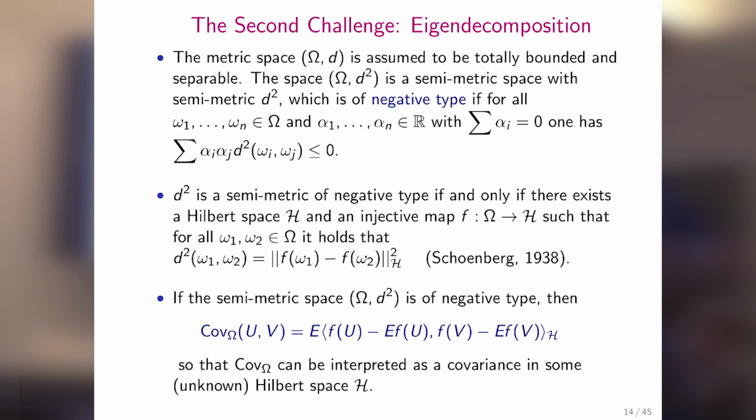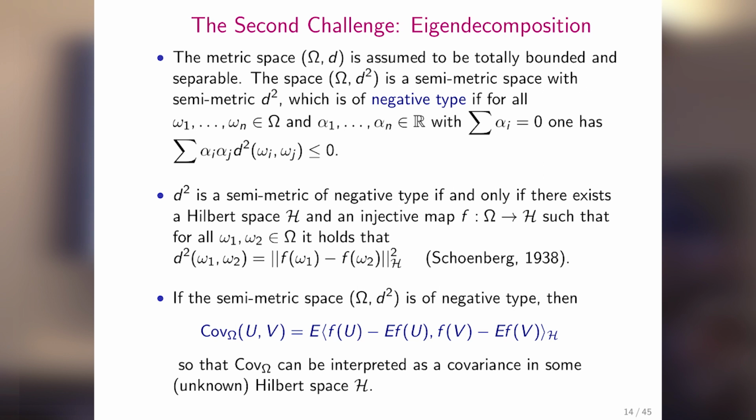For that one, of course, we need that this covariance is non-negative definite. It is symmetric, but it needs to be non-negative definite. So we have to show this somehow. It turns out that if we have a totally bounded and separable metric space, so we make that assumption now, that's a basic assumption for all of the following, that in this case, if we have a semimetric space, omega d square, if you start with a metric d square is a semimetric because you use the triangle inequality. Otherwise, the other two properties are there.